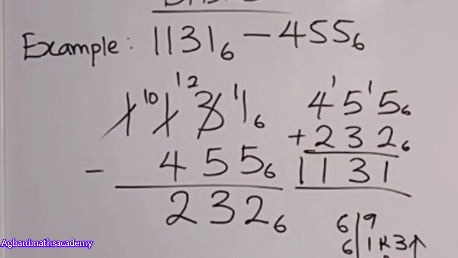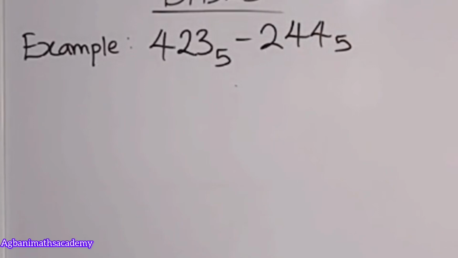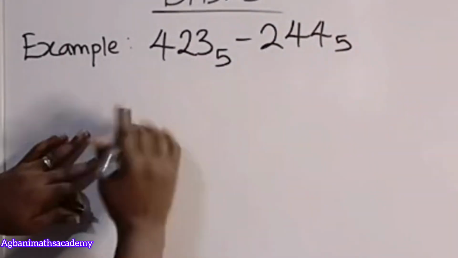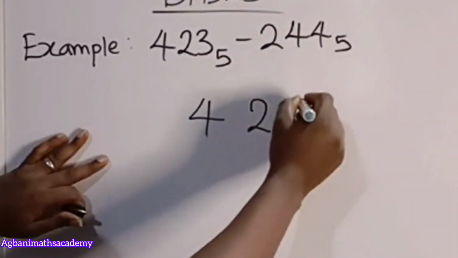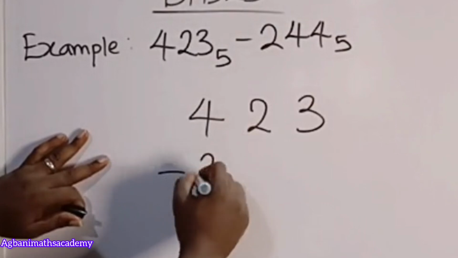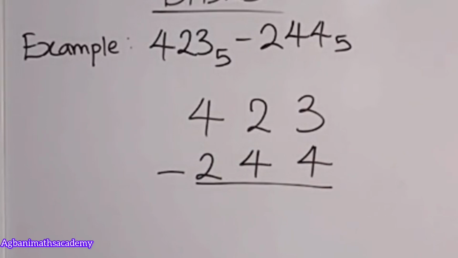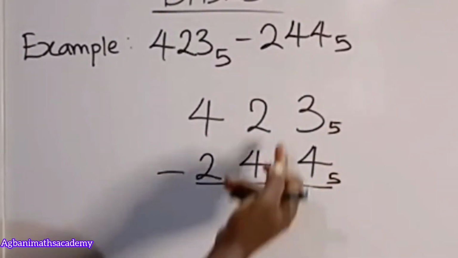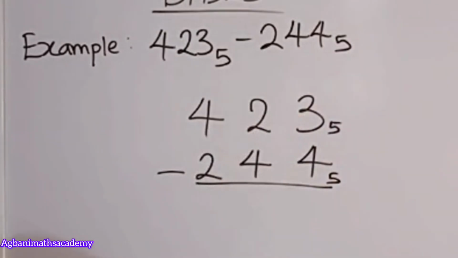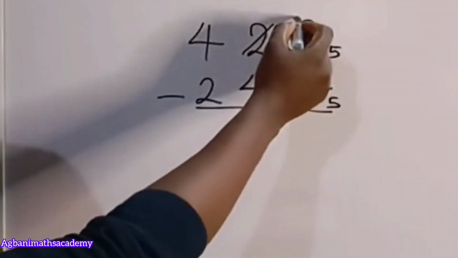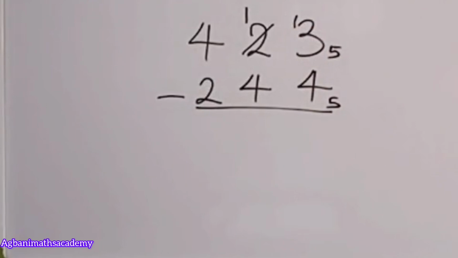Let's look at the last one to conclude the whole process. 423 base 5 minus 244 base 5. Let's see how it goes. So using the process we just did, 3 minus 5 is not possible. So we'll take out 1 from here, we add it here, this remains 1. So 13 minus 4. Before we subtract, we convert 13 base 5 to the incorrect form.